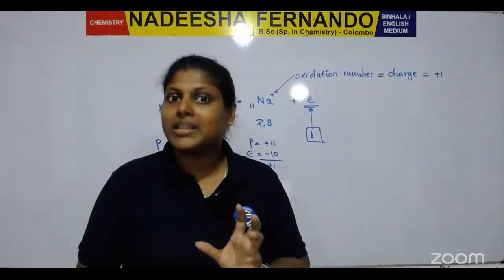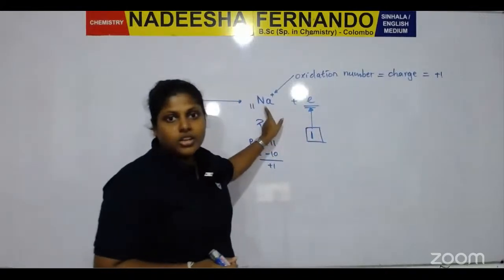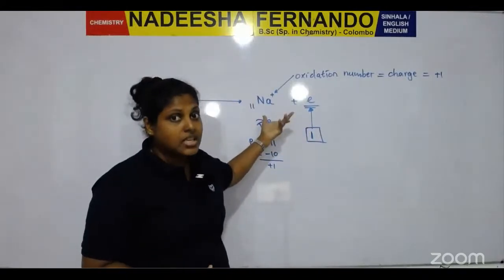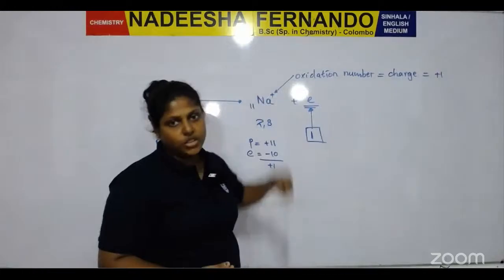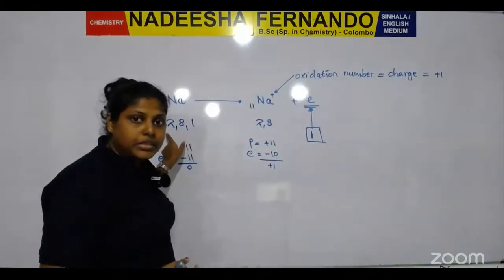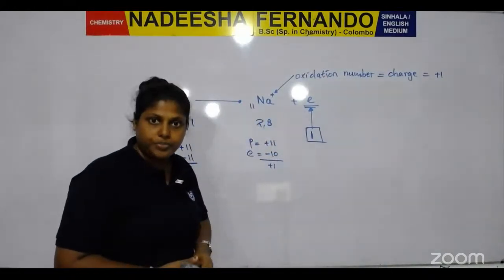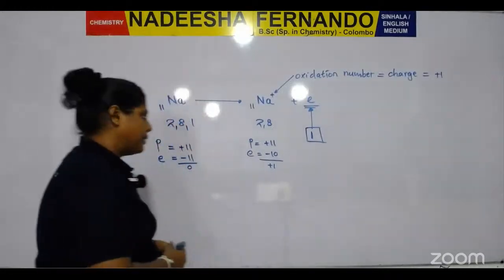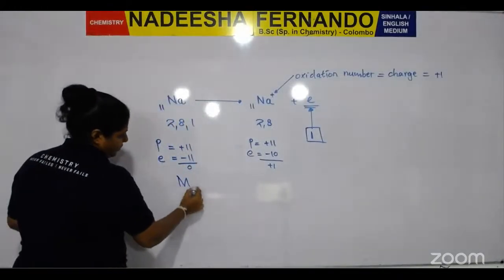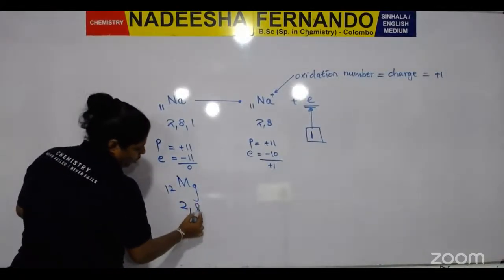So the number of electrons removed here is 1. Therefore, the oxidation number of sodium is plus 1. It's the same as the charge of the sodium. So the number of electrons transferred between element sodium and sodium plus is 1. Therefore, the oxidation number is 1. When I take one more example, like magnesium, magnesium is the 12th element. It has 2, 8, 2.